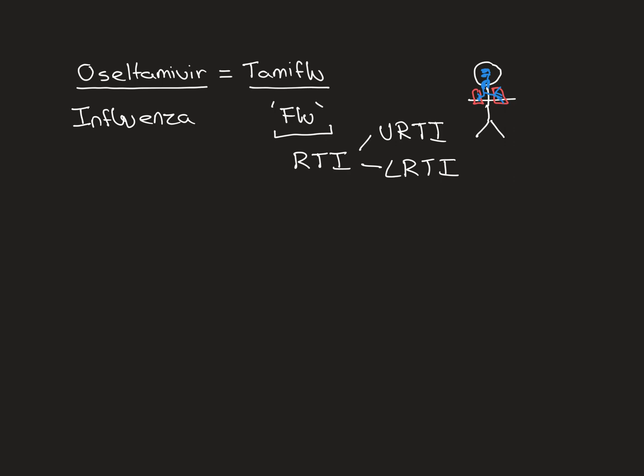Then, if the infection actually gets into the lung tissue proper, that's called pneumonia. So all of these are examples of respiratory infections: upper respiratory tract infections, lower respiratory tract infections, and then pneumonia. They're all respiratory infections. And in order of severity, this is least severe, then this is more severe, and this is most severe.